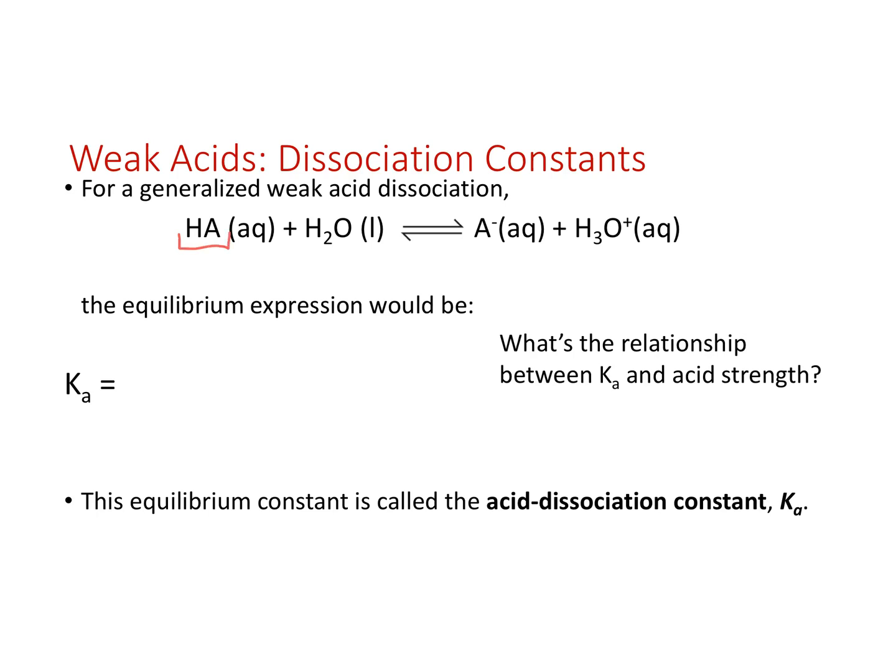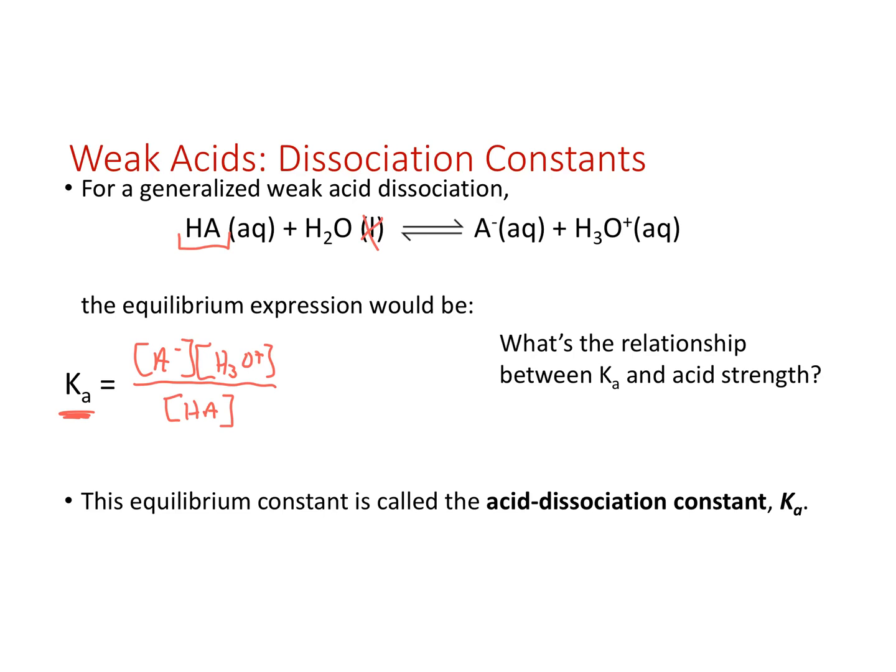So in this reaction, we have our generic acid, HA, where H is the proton that I can donate. It reacts with water to form the conjugate base and hydronium, the conjugate acid. So the equilibrium expression for this reaction, we ignore water. It'd be the concentration of my conjugate base times the concentration of hydronium, all over the concentration of my weak acid, HA. And this is known as our acid dissociation constant, or Ka.